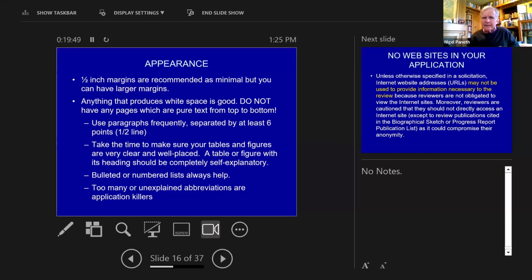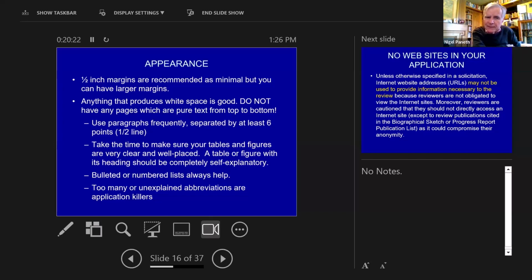I think you can use margins that are larger. You can have more white space. I think that anything that produces a lot of white space on a page is good. Do not have pages that are pure text from top to bottom. That just irritates reviewers. Use paragraphs frequently, separated by at least half a space, which is 6 points, half of a line.